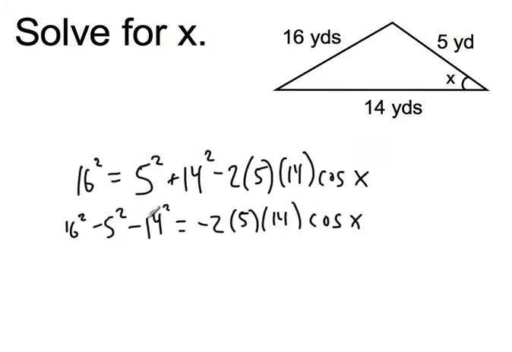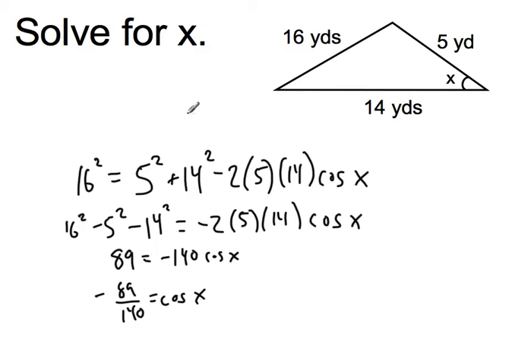Alrighty, so if you plug this into your calculator, 16 squared minus 5 squared minus 14 squared, you'll get 89. So 89 is equal to, if you plug this into your calculator, you're going to end up getting a negative 140 cosine of x. Alright, we're trying to isolate the x, so let's first divide out that negative 140. So we get negative 89 divided by 140 is equal to cosine of x.